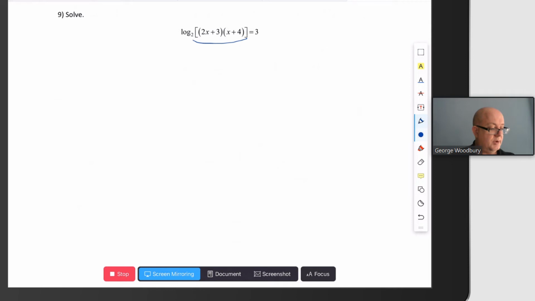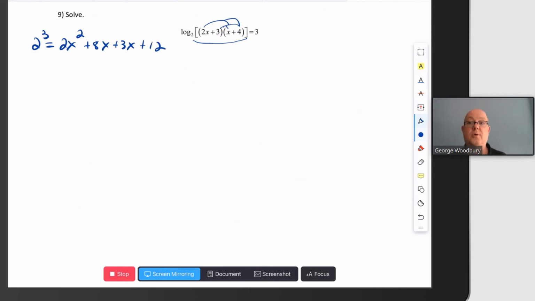I'm going to change it to exponential form. 2 to the third power equals, and I'm going to distribute again. 2x times x is 2x squared. 2x times 4, that's plus 8x. 3 times x, that's plus 3x. And finally, 3 times 4, that's plus 12.